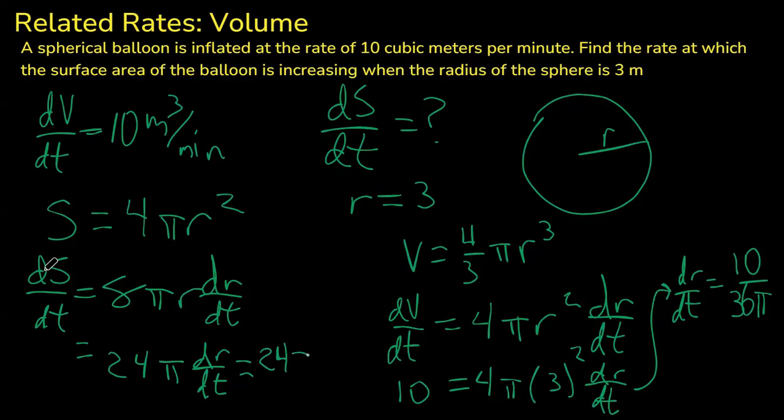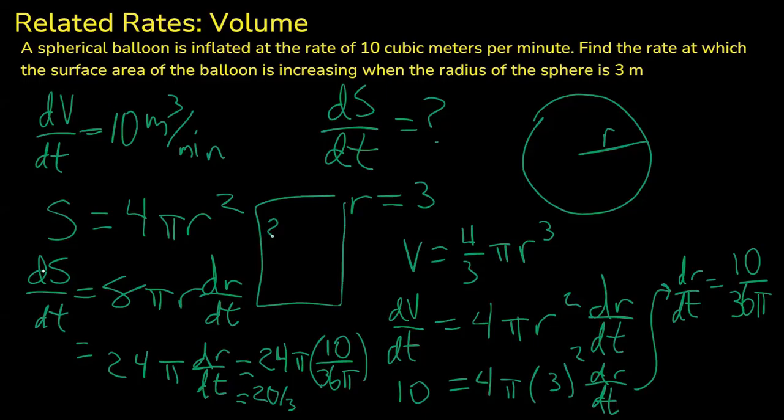So 24 pi times 10 over 36 pi. The pi's will cancel and everything will simplify down to 20 thirds. And so our final answer, I'm going to put it in a box right here, would be 20 thirds meters squared per minute. The units work out for the rate of change of the surface area. Surface area units are going to be meters squared. The units for time are minutes, so it's meters squared per minute.